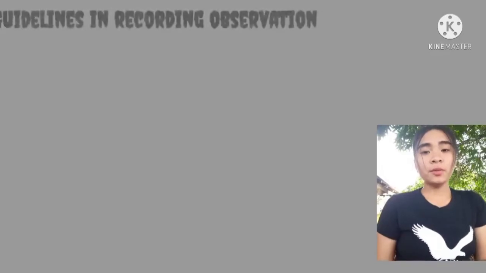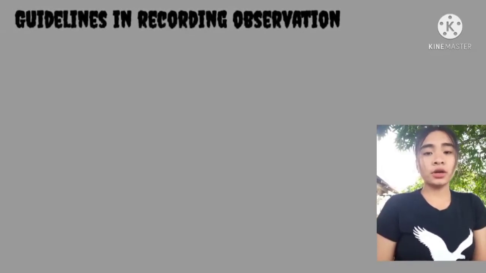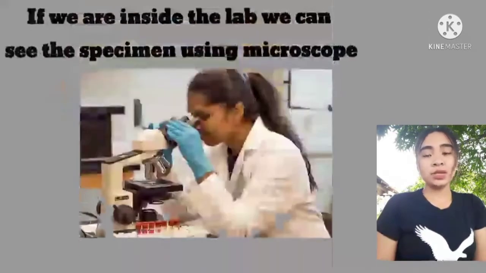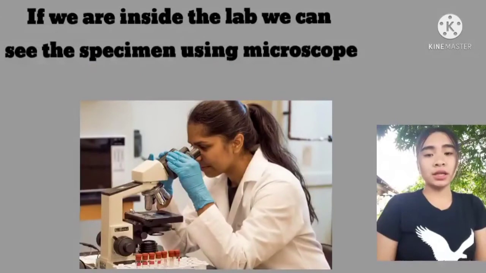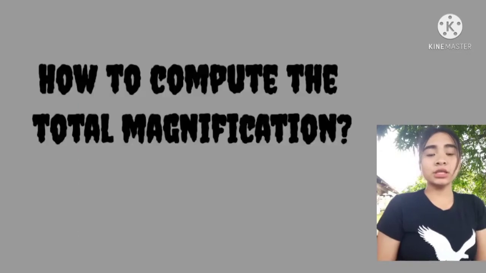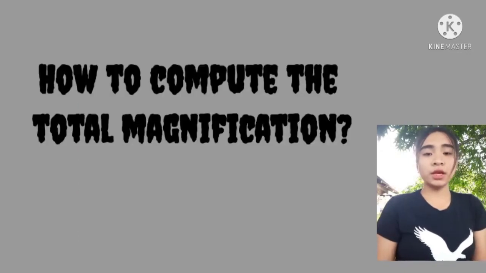Morning everyone. My report is all about the guidelines in recording observation. If we are inside the lab, we can see the specimen using the microscope. We can label it and give the magnification. But since we are not inside the lab, it is okay that there is no total magnification. The important thing is that you know how to compute it. The question is, how do we compute the total magnification?